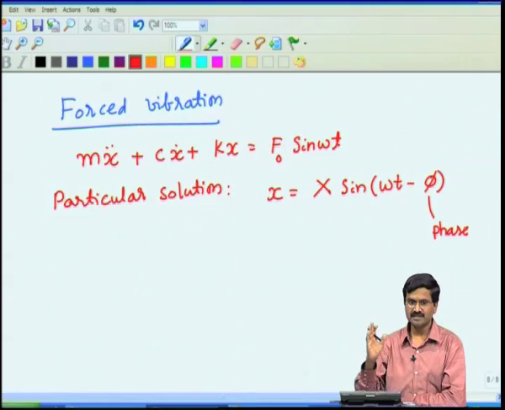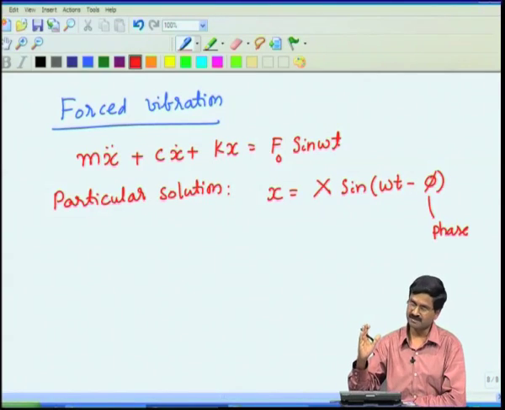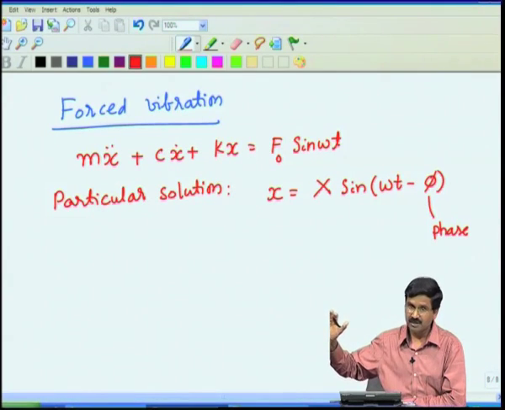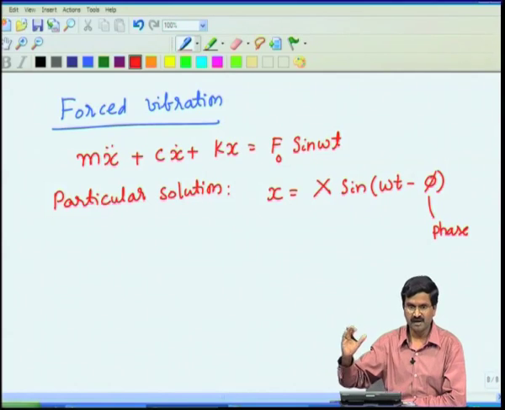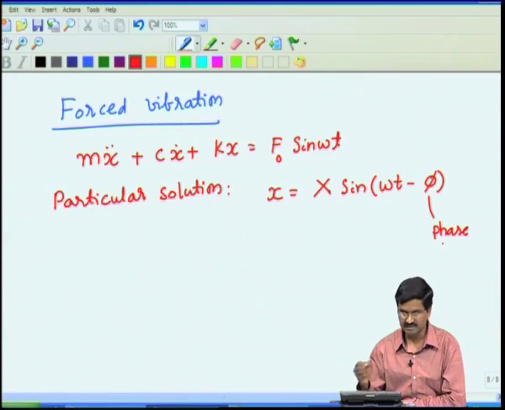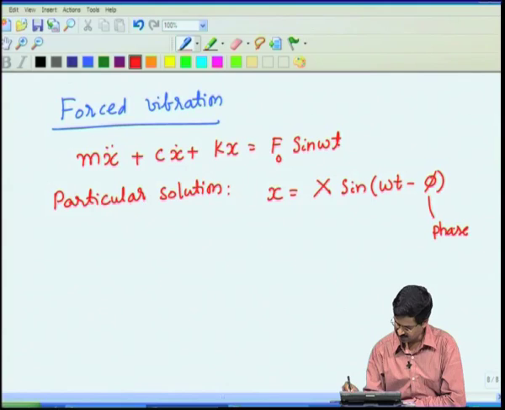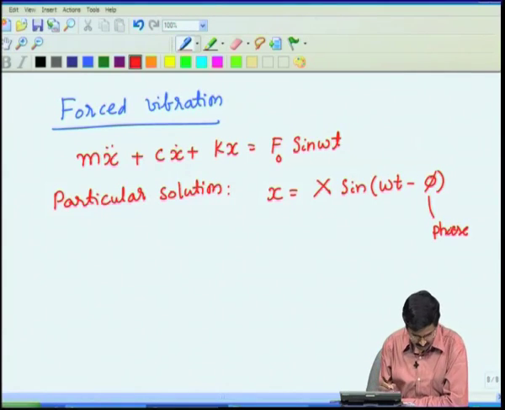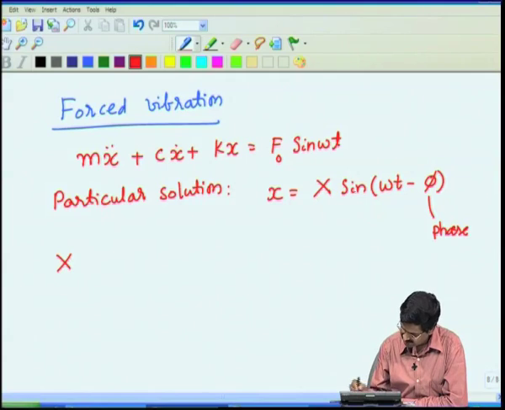That is, if there is a system that naturally vibrates at one frequency, and you have a force that is being applied at another frequency, the resulting solution will have that frequency as well as the natural frequency. That is why there is a phase lag between the two, that is the phase. The solution of this can be written in this fashion. If I give you x and phi, we are done, because omega is already given.